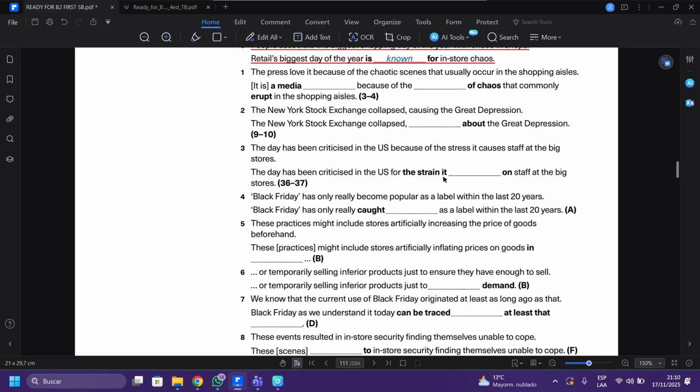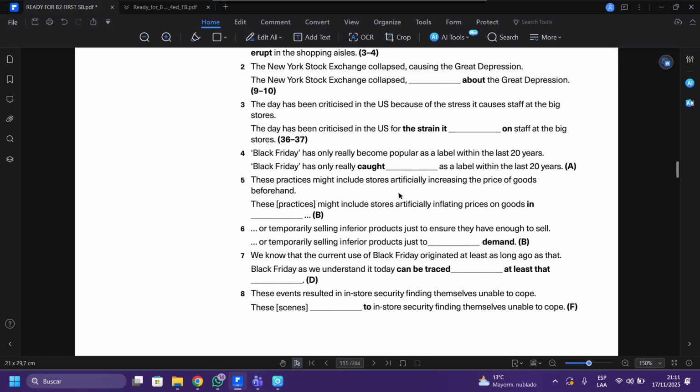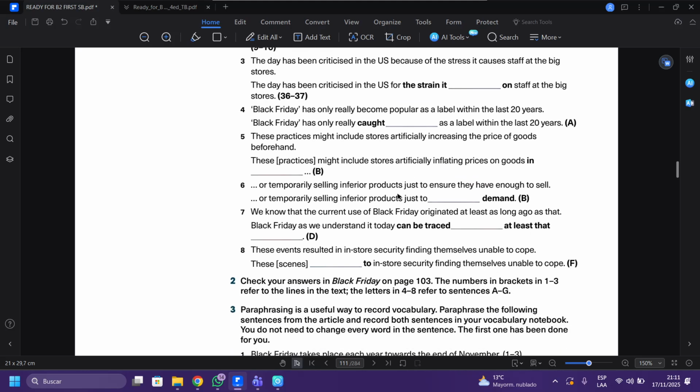If you talk about the strain it places on something, it means the pressure, the tension that it places on something. In Spanish, we could say la tensión que crea en. The strain it places on something. In this case, on the staff at the big stores during the Black Friday. That is the meaning.